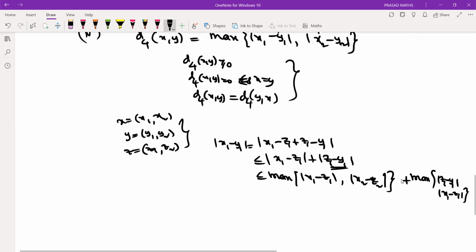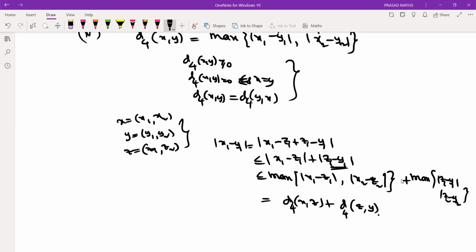Sorry, x2 minus z2. What is this? You can write this as one term, keep it as it is. This is exactly z2 minus y2. So this is exactly the distance between x comma z. This is nothing but the distance d4 of z comma y. Therefore, this term is less than or equal to this.